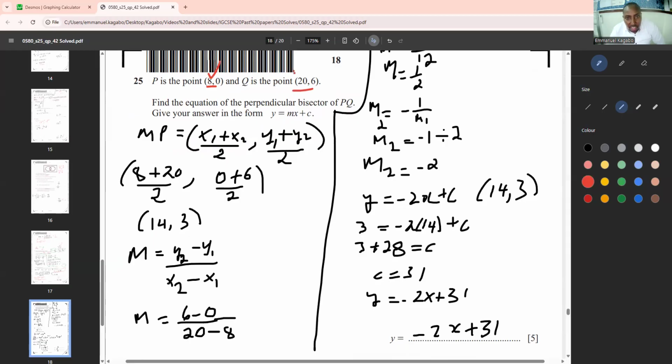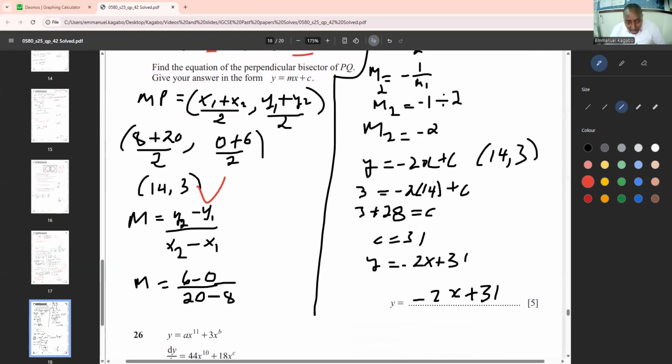This is my x1, this is my x2. So I add them, and dividing by 2 gives me that. Then y1 plus y2, which is 0 plus 6, divide by 2, then gives me that. Now, after getting my midpoint, circle it and keep it somewhere. You're coming back to that.